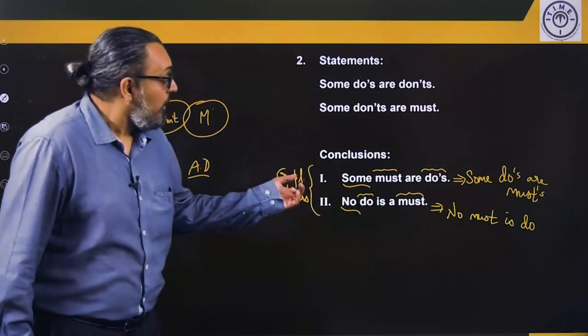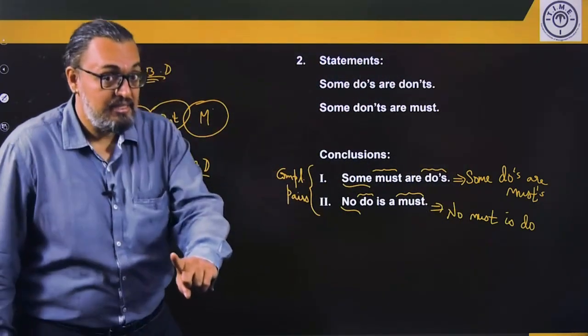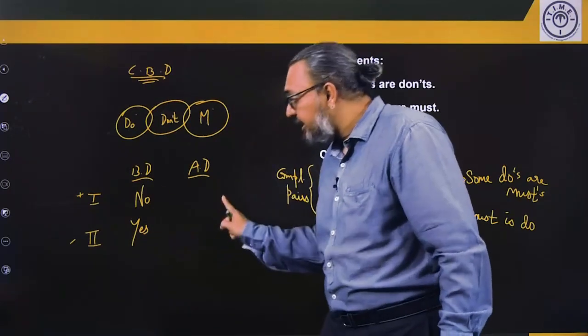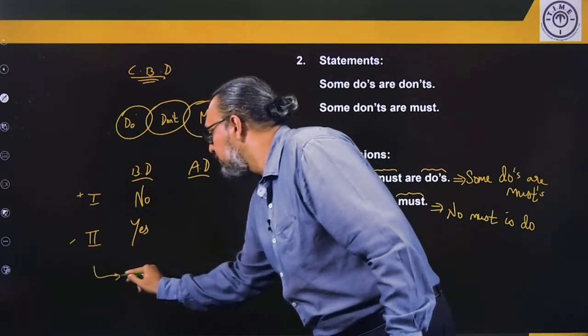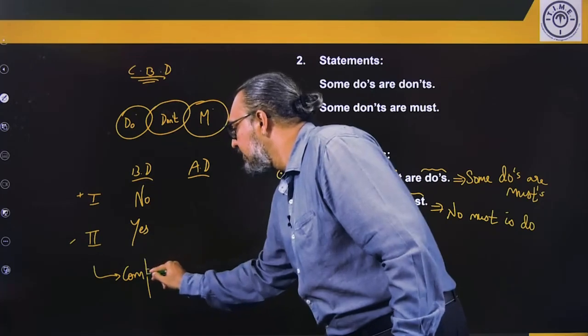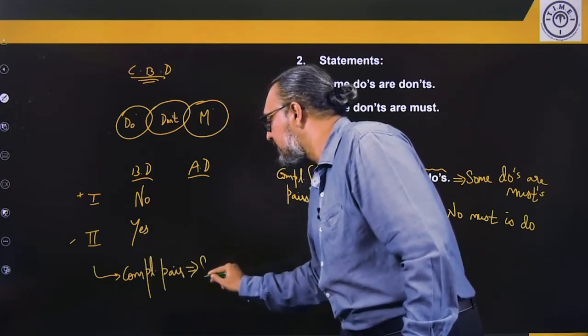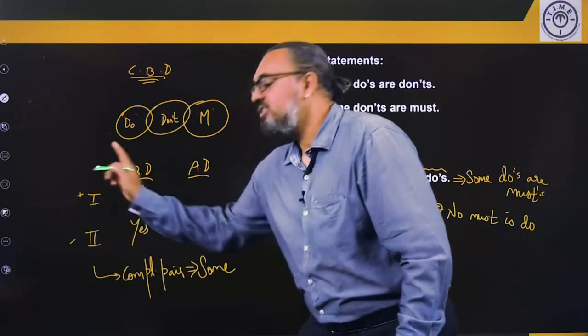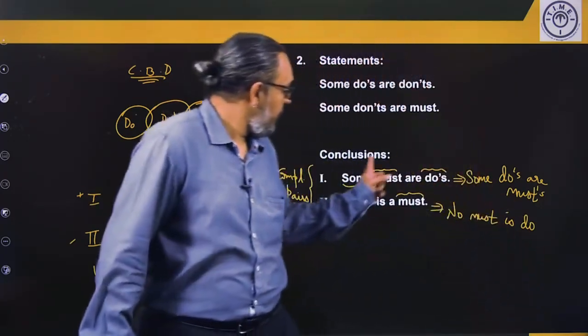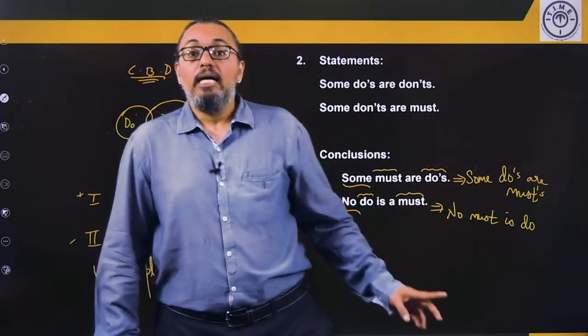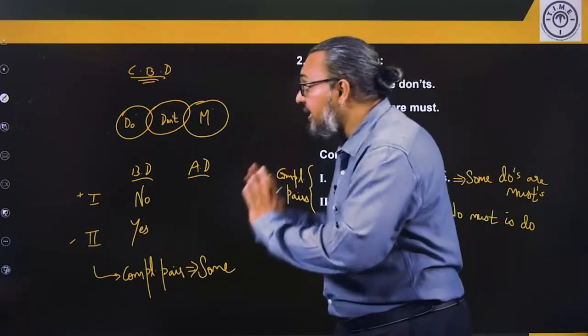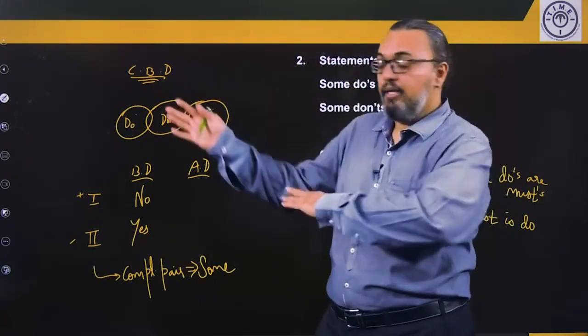Now, because the negative is a yes, we are allowed to go to the alternate diagram and again take a complementary pair. Complementary pair is nothing but "no is some," which is nothing but my first conclusion. That is, "some musts are do." Now tell me, can I take a diagram separately, not here?